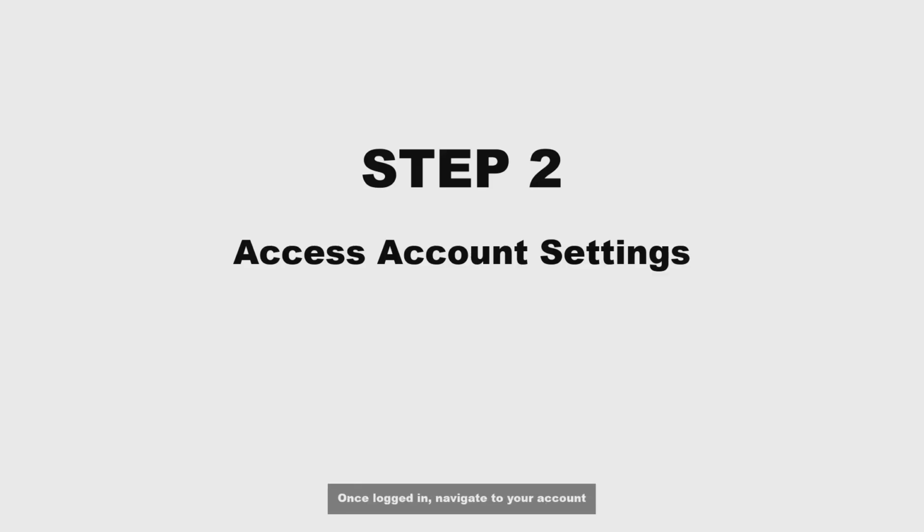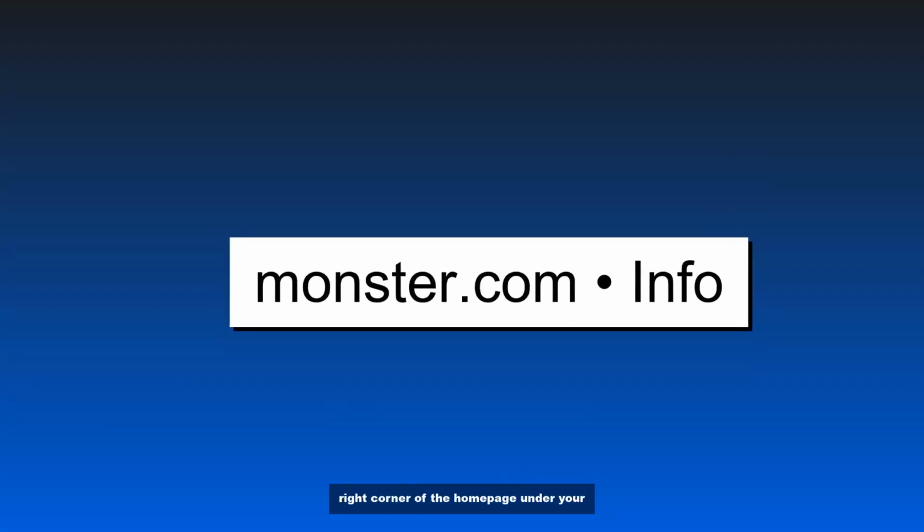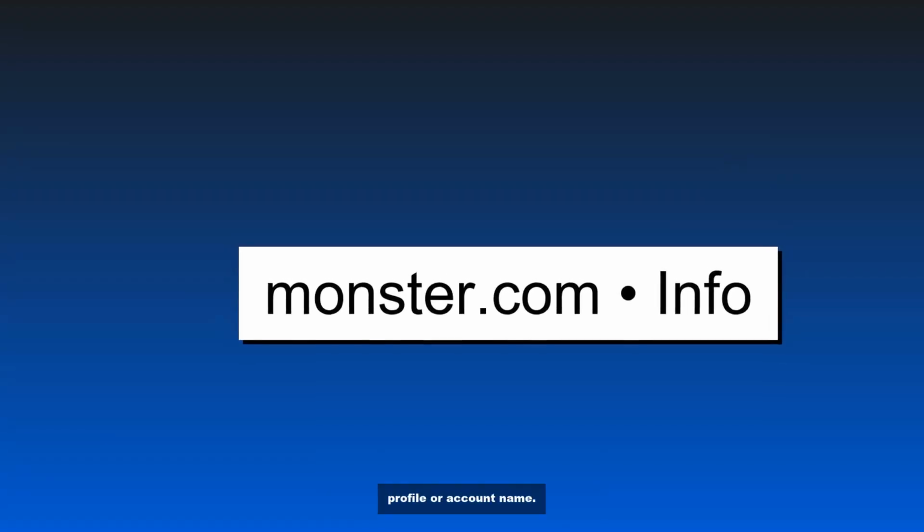Make sure you have access to the email associated with your account. Step 2. Access account settings. Once logged in, navigate to your account settings. This is usually found in the upper right corner of the homepage under your profile or account name.